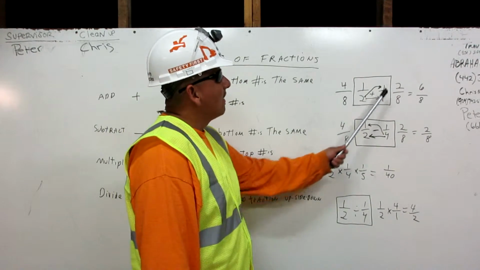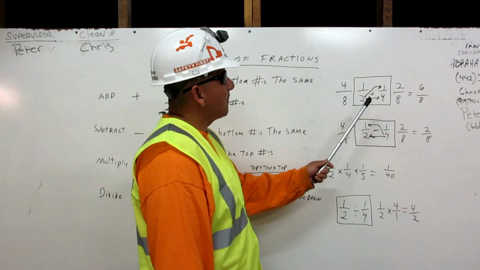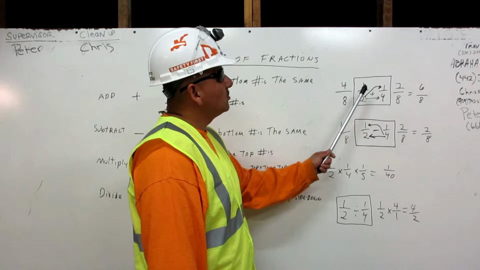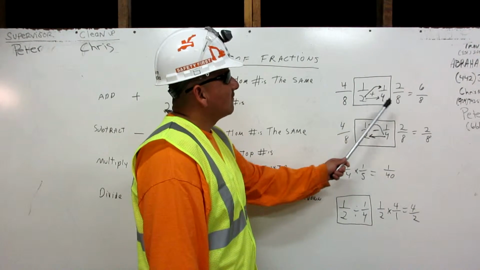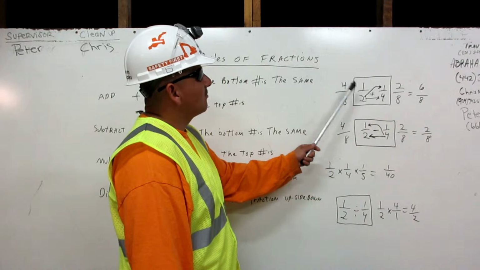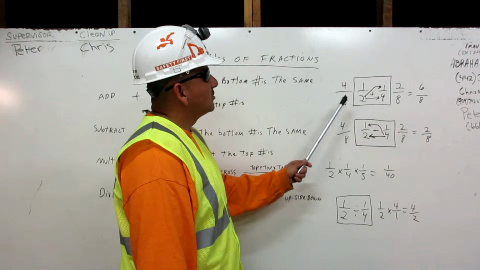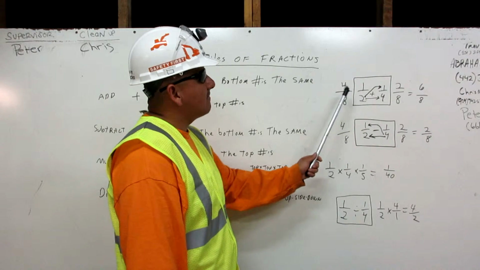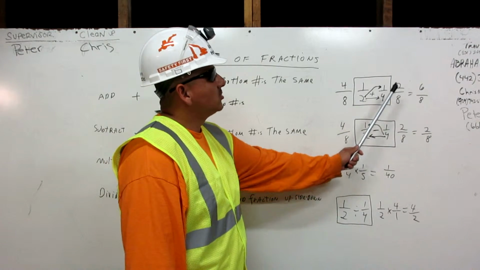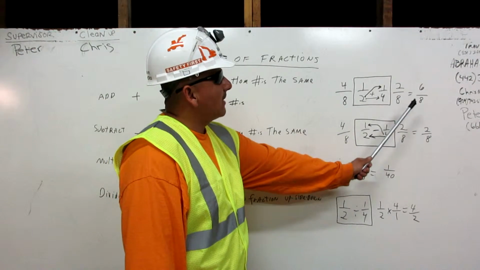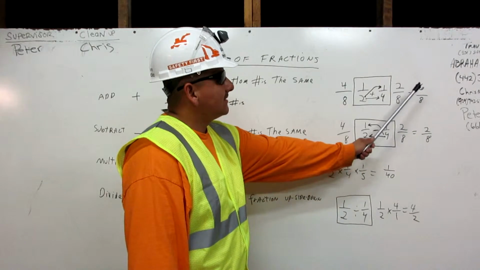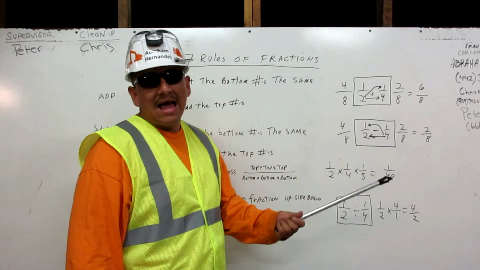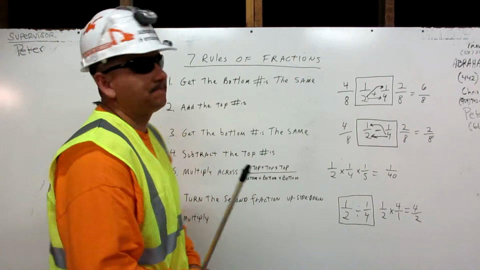To do that, I draw a square around it and I cross multiply. 2 times 1 is 2, and 2 times 4 is 8. 4 times 1 is 4, and 4 times 2 is 8. Then I add my top two numbers, 4 plus 2 equals 6, and I drag my bottom number over, 6/8. That is how you add all fractions.